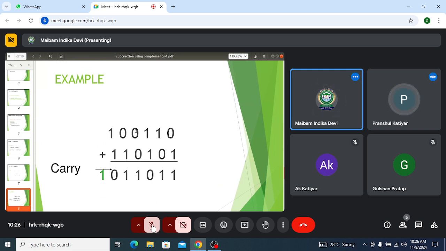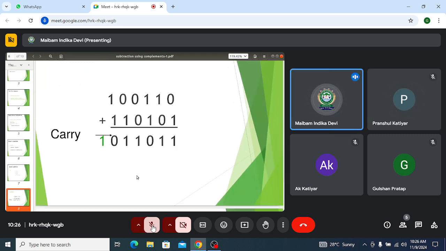So already 0 plus 0 is there, the result will be 0. That 0 and the carry from the previous bit, okay, it will be added. So 0 plus 1 is 1. Understood? Yes, ma'am. Okay, so this is about binary addition.